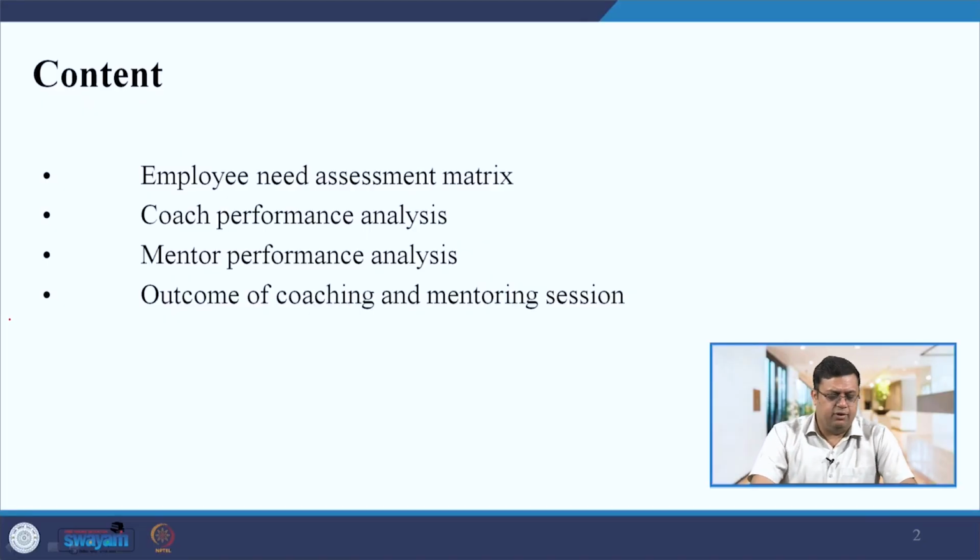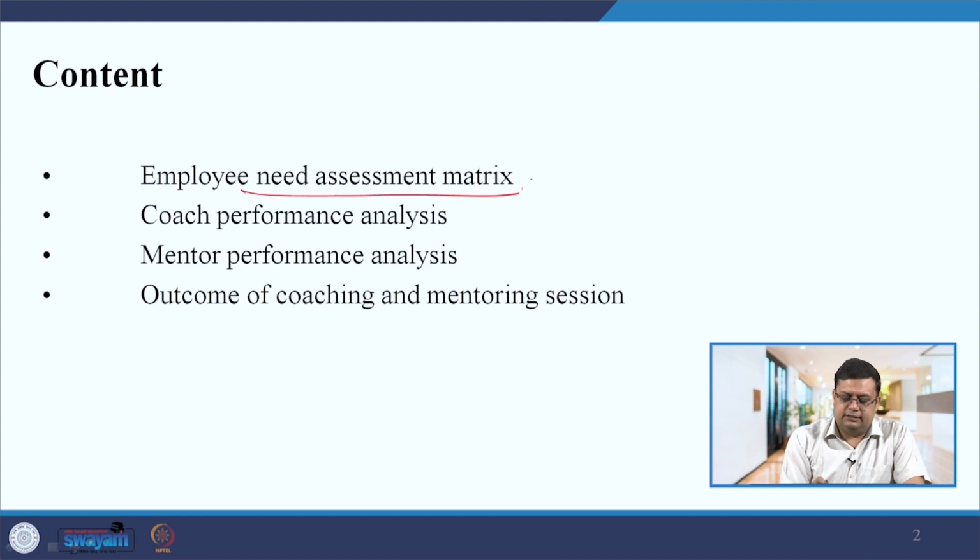So, let us start with what we will learn in this session. In this session we will learn four things. First is the employee need assessment matrix. How should the employees' need for development be assessed within the organization? What is the mechanism, and how can you organize the data? That is what we will understand.